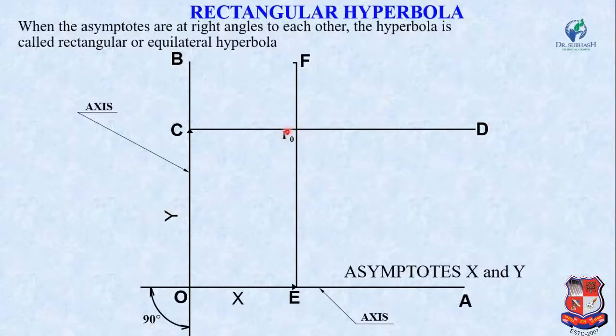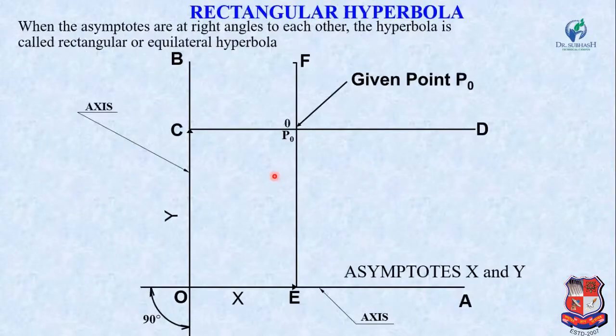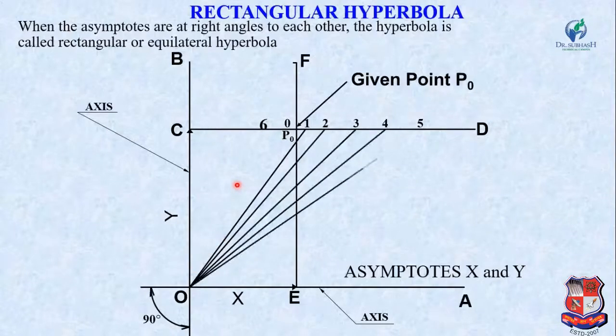Now this point P0, the intersection of EF and CD, is the point through which our hyperbola will pass. From P0, mark points 1, 2, 3, 4, 5 towards D, and mark one or two points towards C. So 6 will be here. Now join the origin O with 1, 2, 3, 4, 5, and 6.